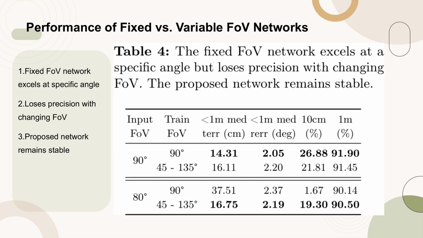Table 4 highlights the performance differences between a fixed field of view (FOV) network and a network designed to handle varying FOV. The fixed FOV network performs optimally at a specific angle, but demonstrates a loss in precision when tested with images of different FOV. Conversely, the proposed network, which is designed to be FOV independent, maintains stability across varying FOV conditions. This enhanced flexibility of the proposed network, despite a minor performance degradation, is argued to be justified in practical, real-world scenarios where FOV can vary.